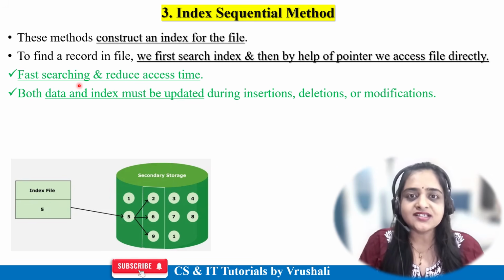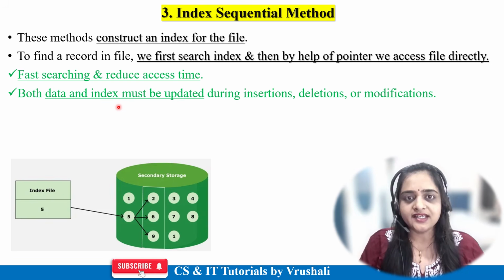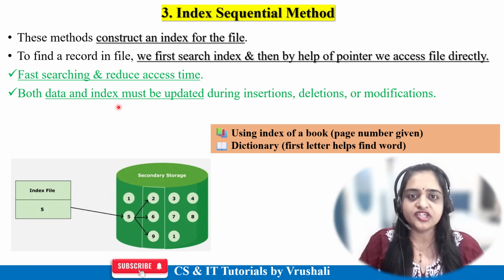So there is fast searching as compared to the other two, sequential access methods, right? It reduces the access time. That's why it is the best one as compared to the others. And while developing this kind of system, data and index must be updated, right? So this is called the index sequential method.